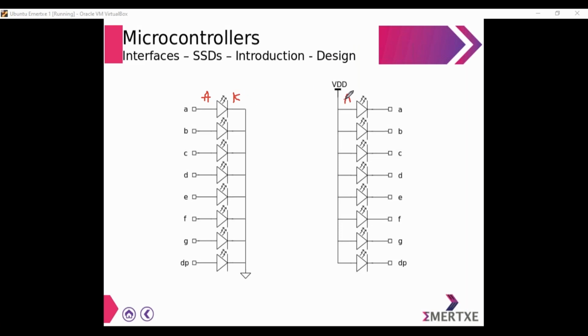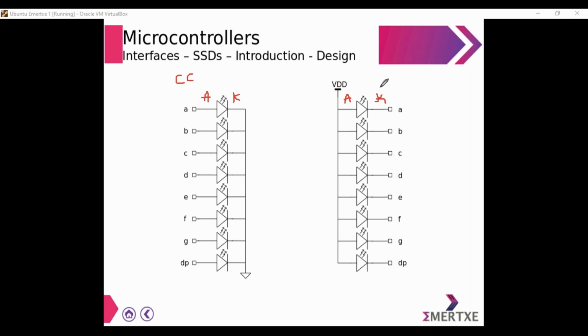In the first side, what type of configuration is it? It is common anode or common cathode. So this one is called common cathode because all the cathodes are commonly connected to ground.